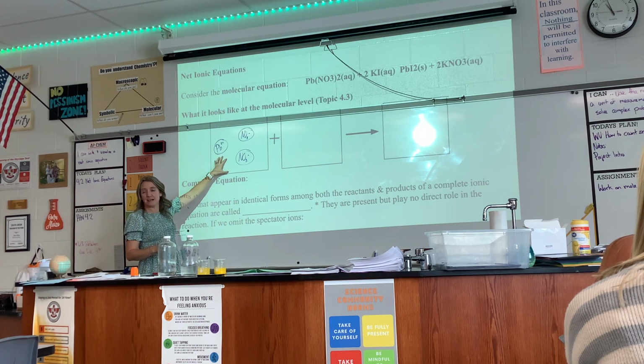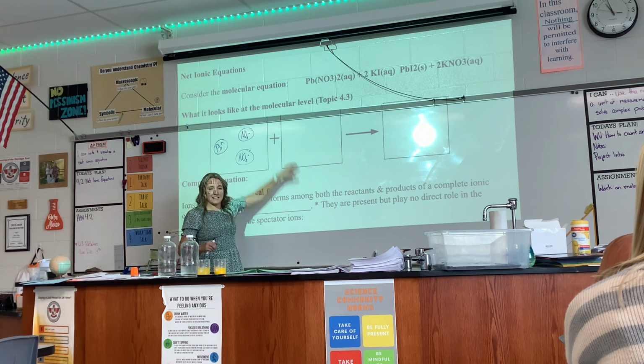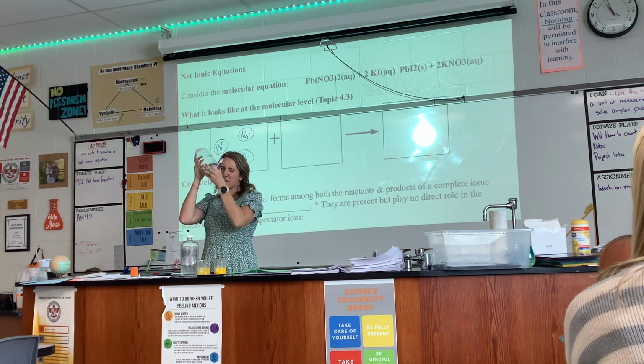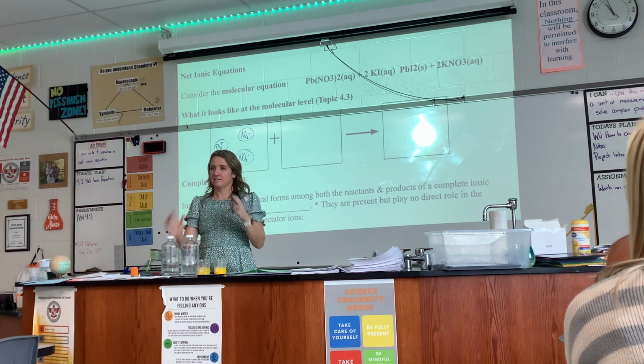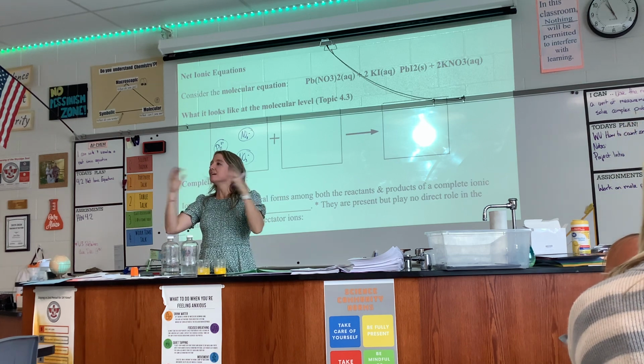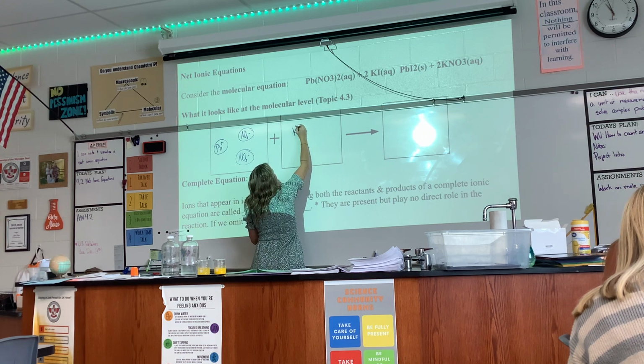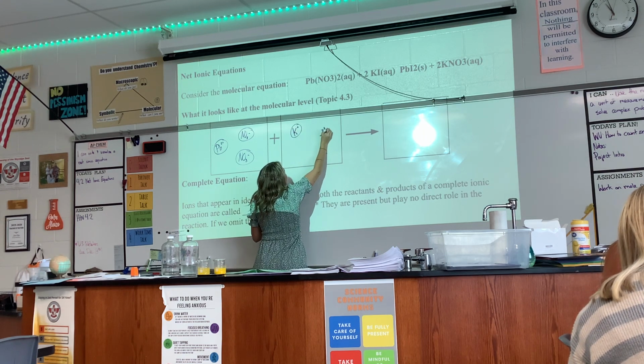All right, so we have PbNO3. This one is our KI. How's that one going to look? Apart, okay? We have K+, I-.